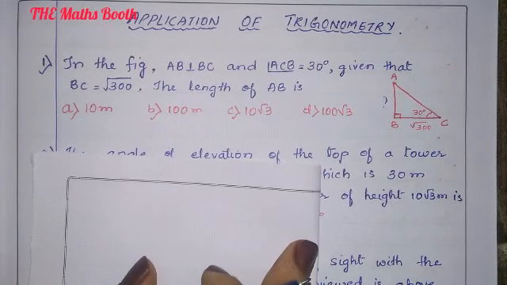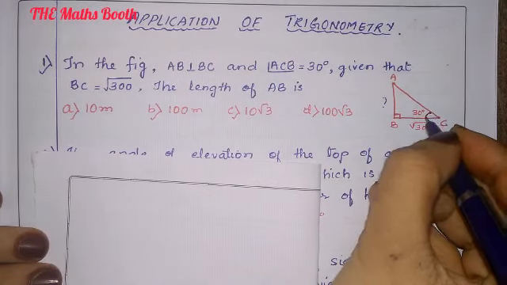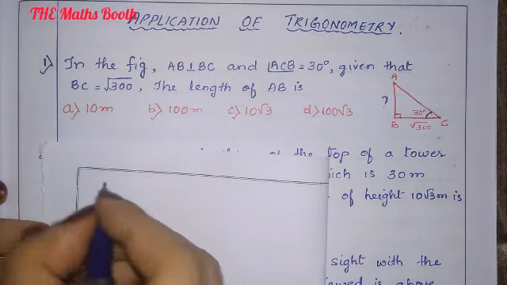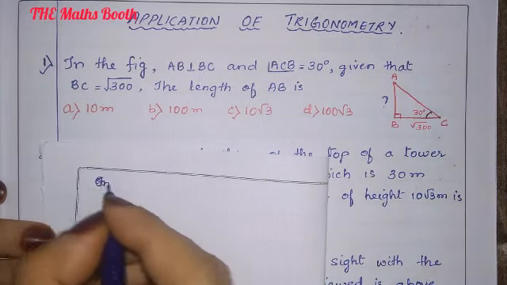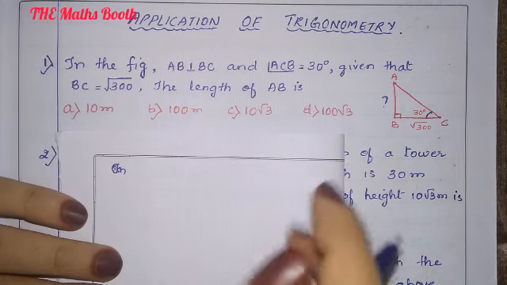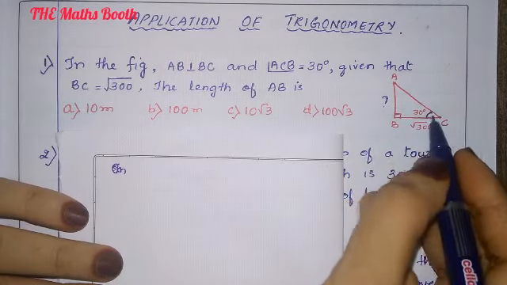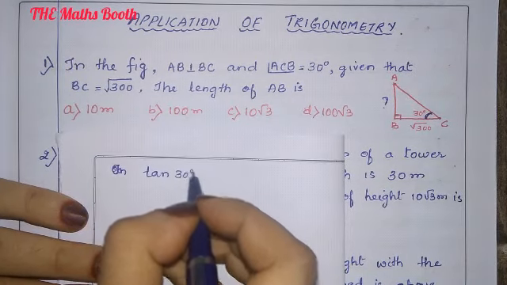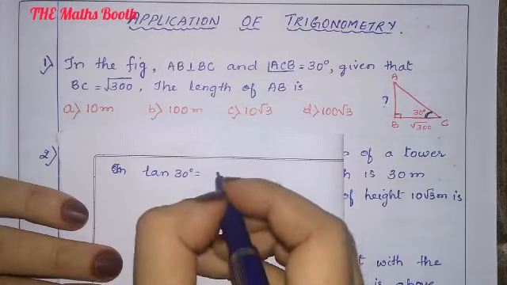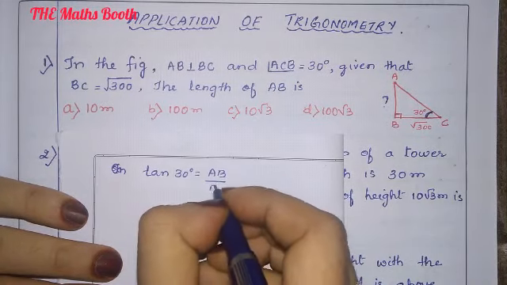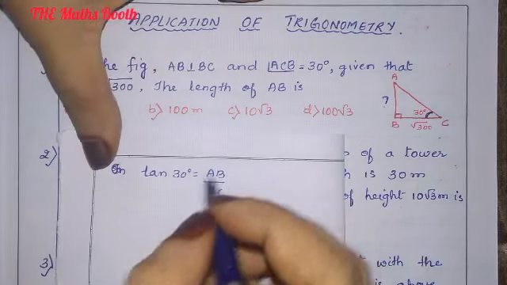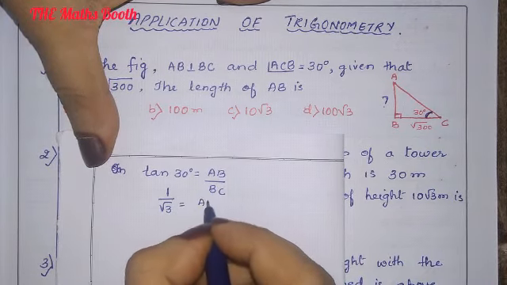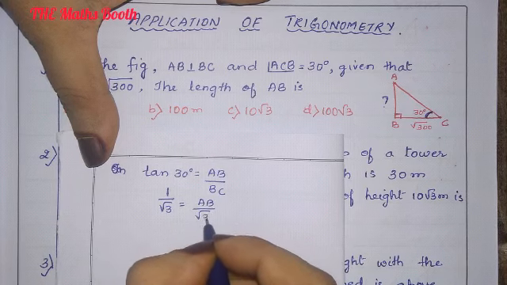We know that 30 degrees is given and we need to find the opposite side. The adjacent side is given. We know that in triangle ABC, steps are not required, you need only direct answers, right? So directly we will take tan 30 degrees. Tan 30 degrees is equal to opposite upon adjacent, that is AB upon BC. Tan 30 is nothing but 1 upon root 3. So 1 upon root 3 is equal to AB, which we don't know, upon BC, which is root 300.